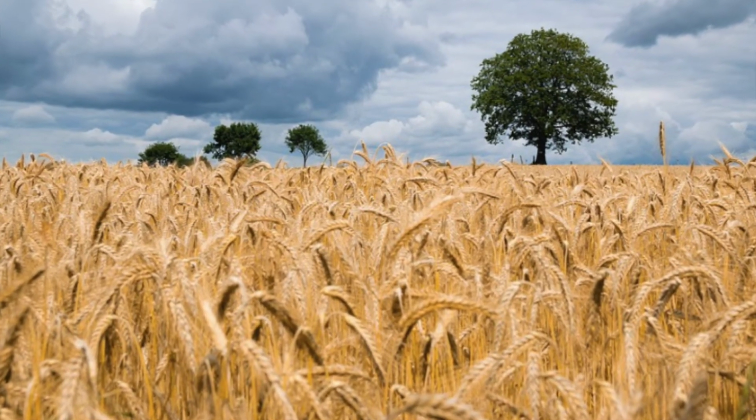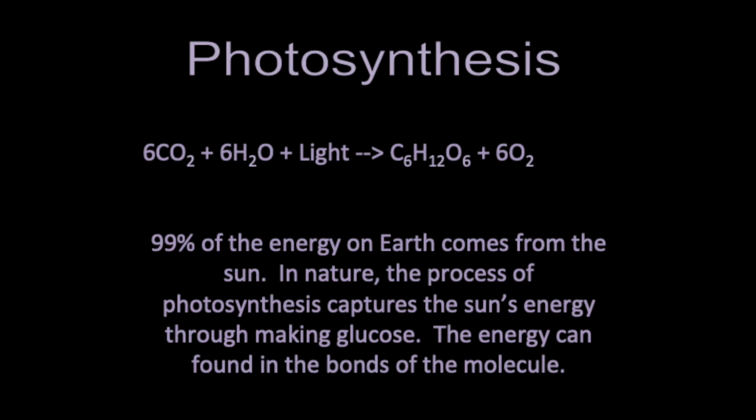How do they do this? That's right, it's through photosynthesis. They're taking CO2 out of the air, water out of the earth, and the sunlight. They're using that, and they're actually making glucose and oxygen. 99% of all energy on the earth comes from the sun and goes through this process of photosynthesis.